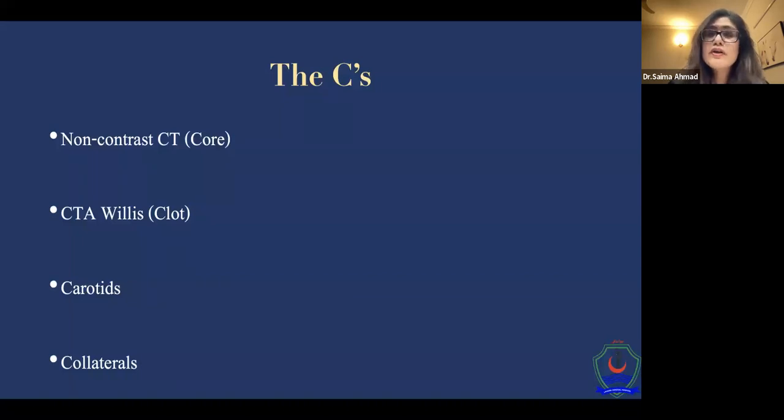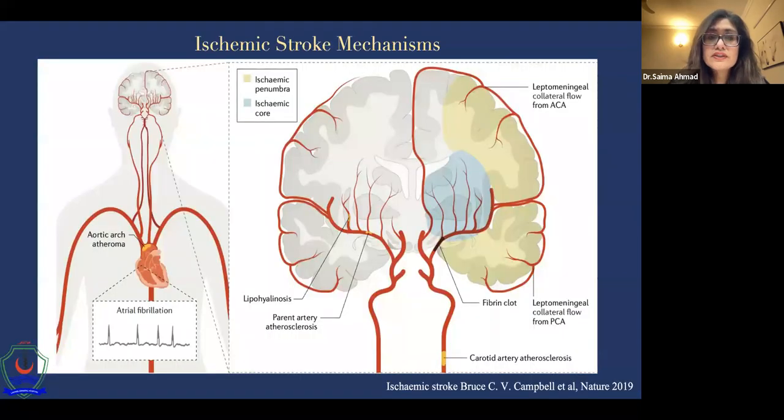We are also very much interested in the collaterals because recently we have seen the MR CLEAN LATE results, I think at the World Stroke Congress last year in Singapore, in which the patients were selected on the basis of the collateral scoring, and those who have good collaterals have better outcome.